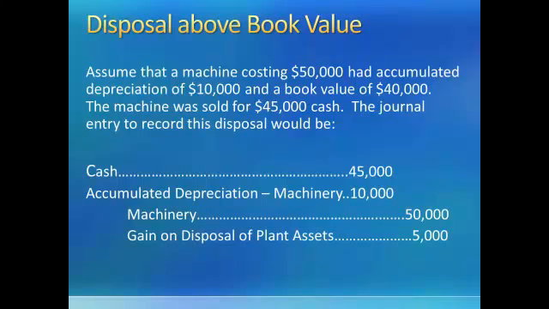The result of this transaction is to increase cash for the amount of cash received, take the machine off our books because we no longer have the machine by zeroing out accumulated depreciation and the machine asset account, and recording the gain on the disposal of the plant asset.